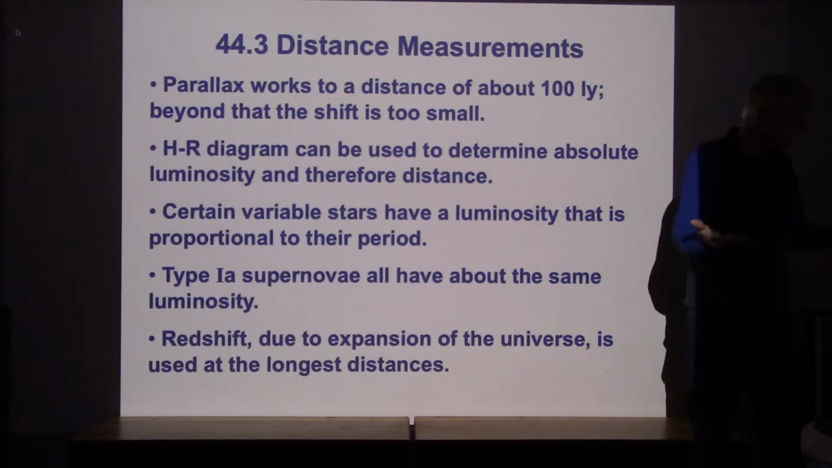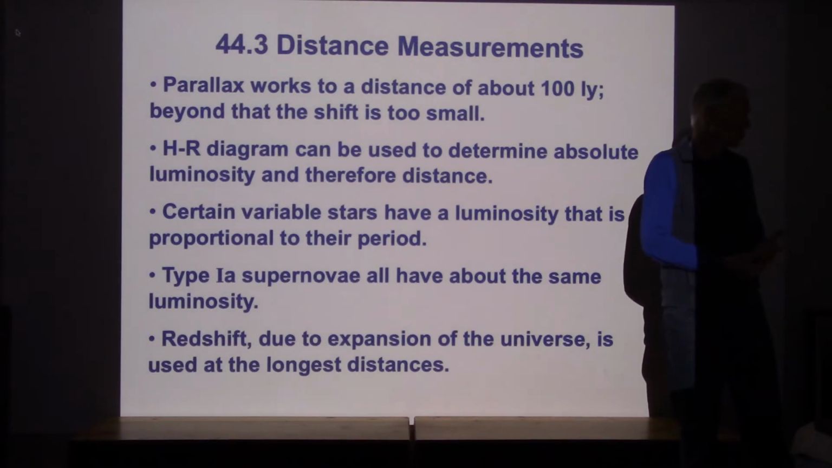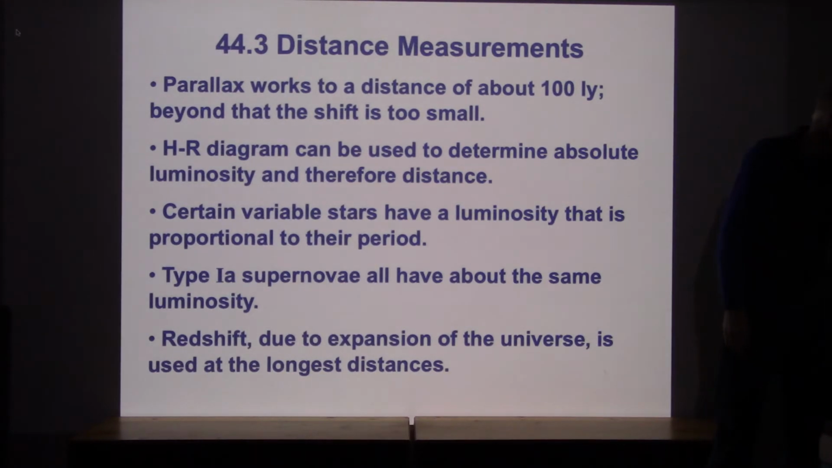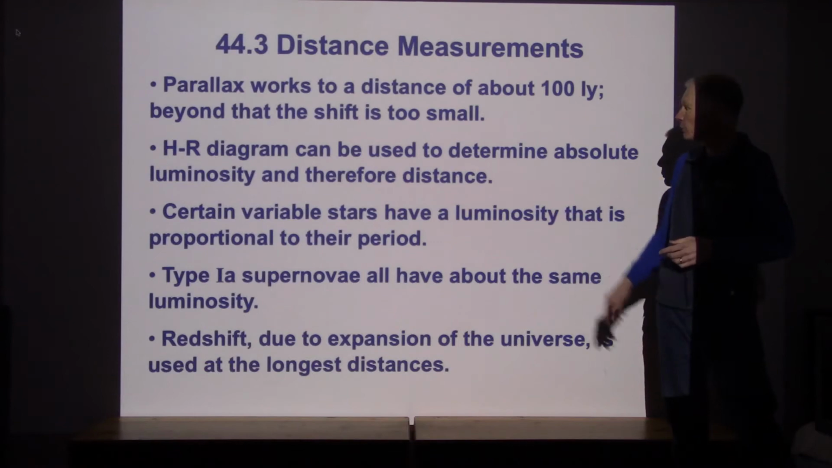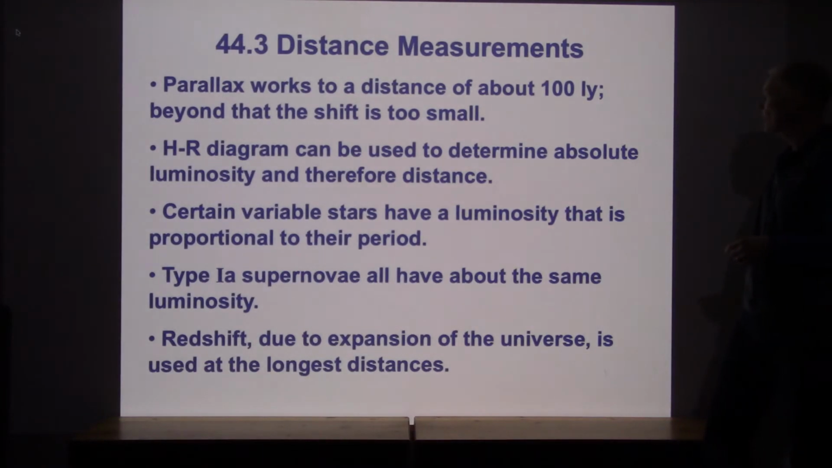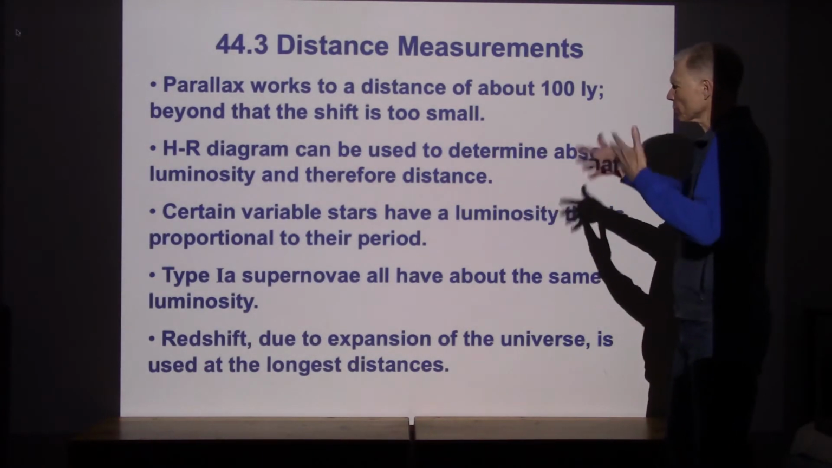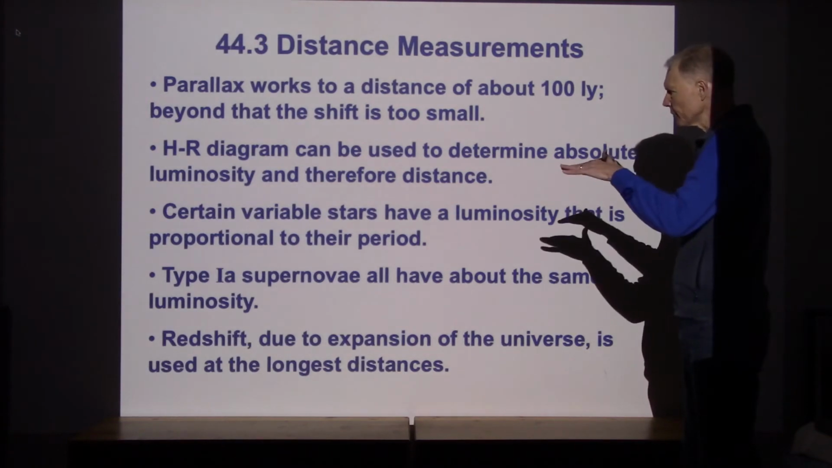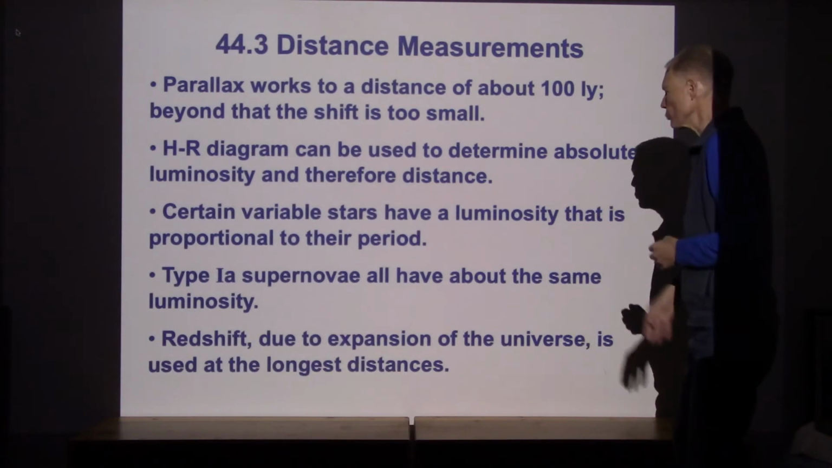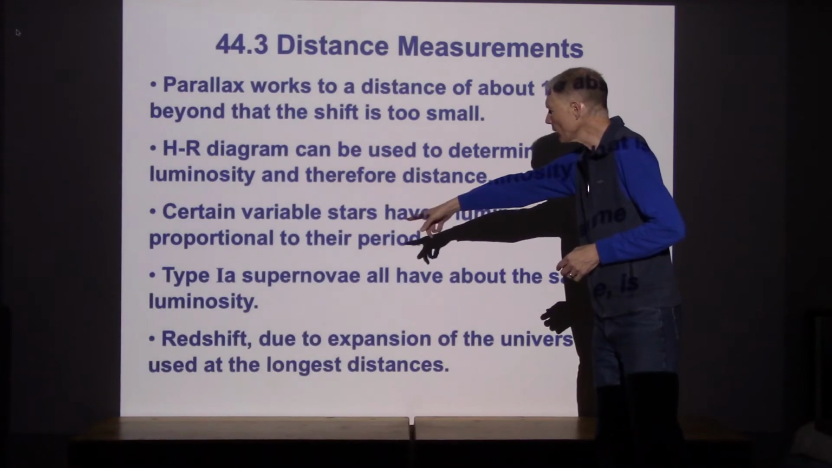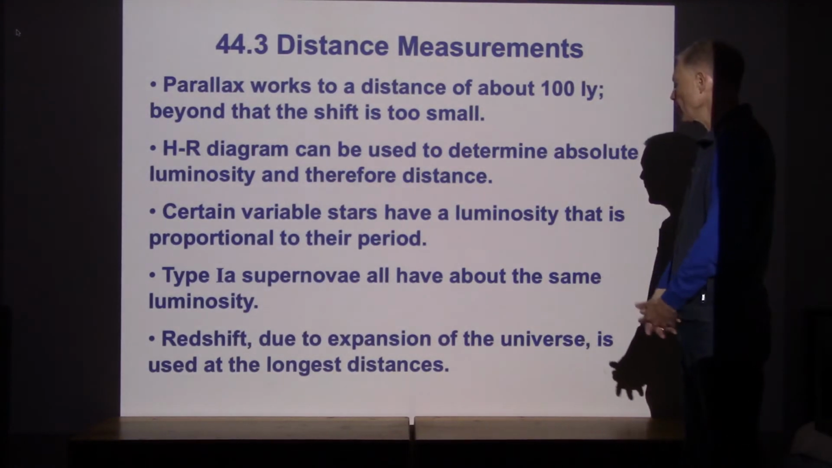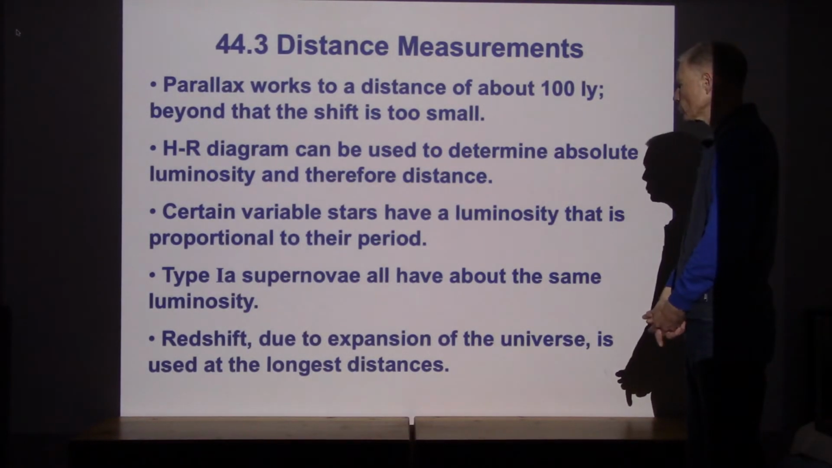All right, so here is a summary of the distance measurement techniques we've used. Parallax works out to maybe hundreds of light years. Beyond that, we can start using the HR diagram. We looked at an example of that. There are certain other stars, what are called variable stars. They have a definite luminosity. We can use those. And then the type 1a supernovas all have about the same luminosity.